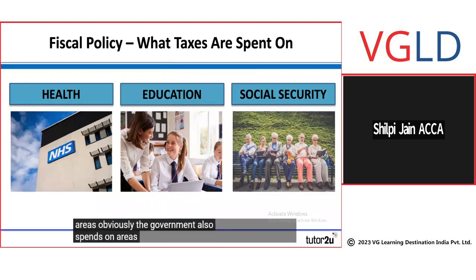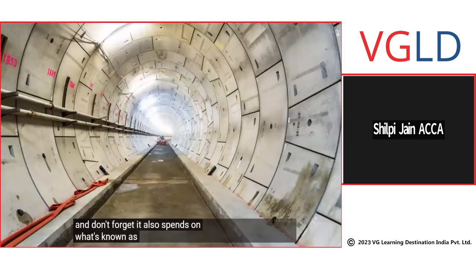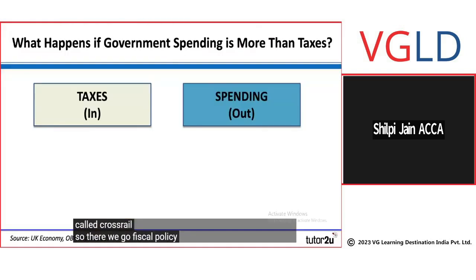Obviously, the government also spends on areas like defence. And don't forget, it also spends on what's known as infrastructure or capital projects. The picture on the screen there is a major project currently ongoing, a little bit delayed, called Crossrail. So there we go, fiscal policy: the taxes the government levies, and what it decides to spend them on.